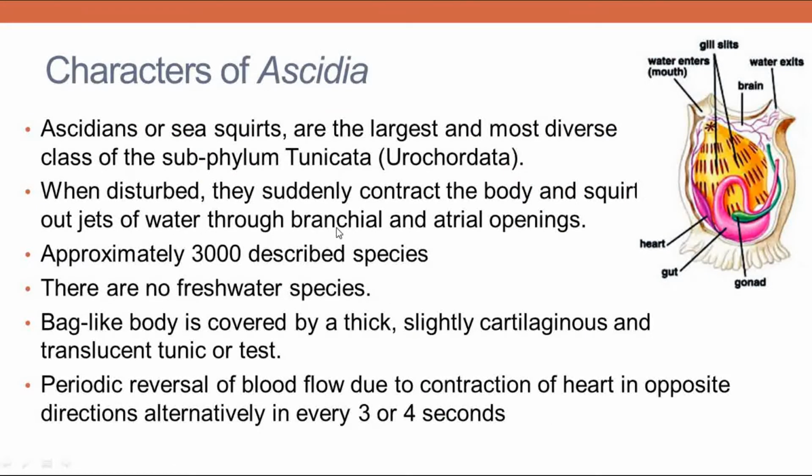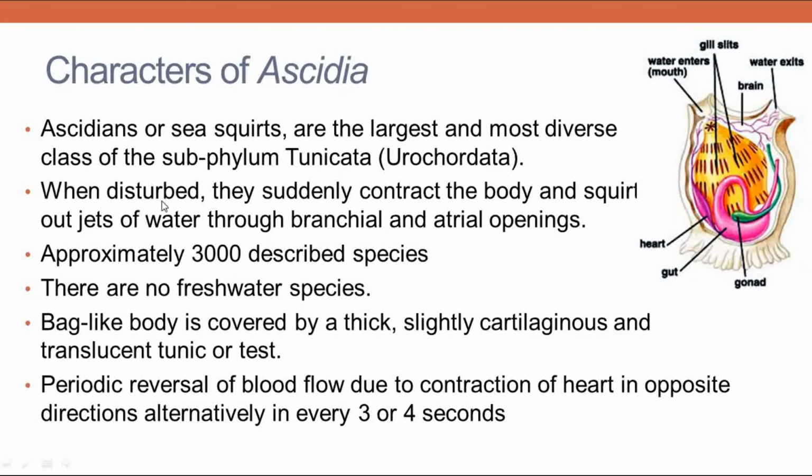Let's go to one example of the class Ascidiacea. Ascidia is an organism belonging to the class Ascidiacea. Ascidians are also called sea squirts because they have a property to make a squirt of water. We will explain later. These are the largest and most diverse class of the subphylum Urochordata.